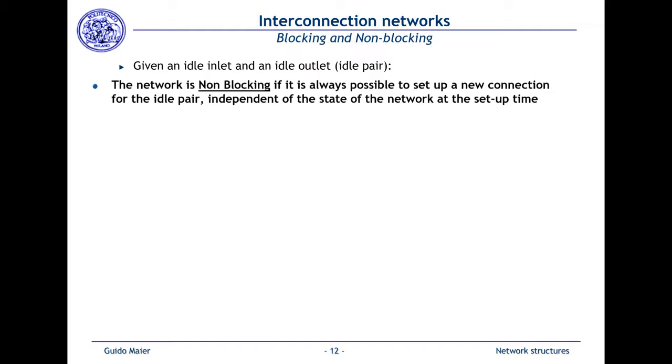What do we mean by independent of the state of the network? We mean that we are focusing on a specific connection, the new connection that we want to set up. But this time, when we set up this new connection, in the network there is already a set of connections that are active. In the previous case we tested one connection at a time. Here we have to consider the case when a set of connections is already active when you want to set up the new connection. So if, independently of the connections that are already active, you can always set up the new connection, then the network is non-blocking.